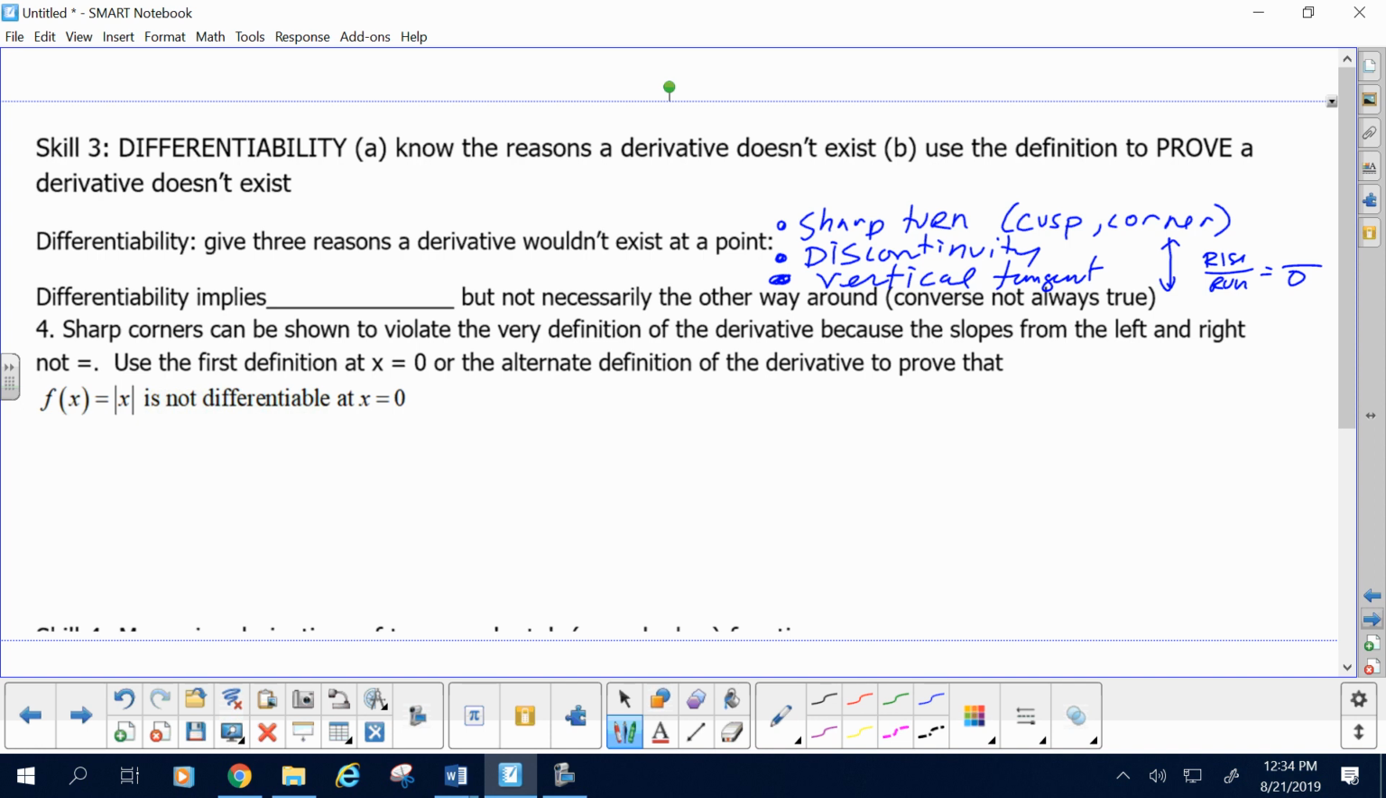Okay. Sharp turn is by far the hardest one to prove. I don't know if you had to prove lack of differentiability, but I am going to expect you to prove it. Differentiability implies continuity. Draw a Venn diagram over here. Continuity could be lots of functions. Differentiability is more specific. So if it's differentiable, then it's continuous. Certainly that's true. But the converse is not true necessarily. If it's continuous, it's not necessarily differentiable.